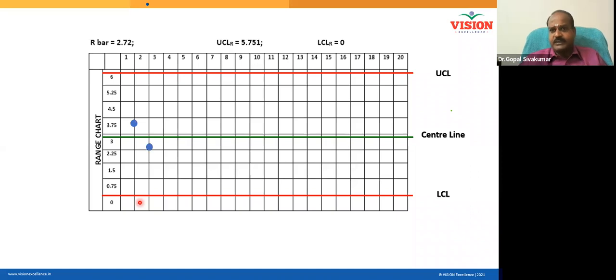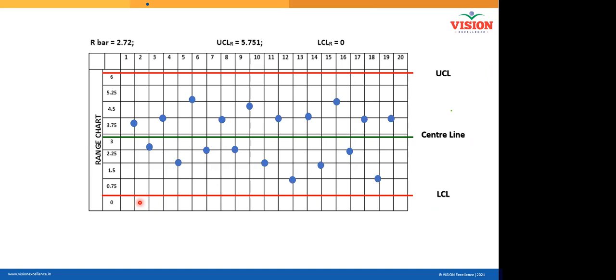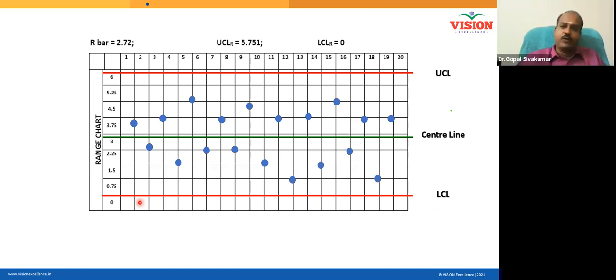First range, second range, third, fourth, and so on up to 20. Now D3 and D4 are given. A standard table is available. The D3 and D4 depend only on the subgroup size. Now our subgroup size is 5, and so D3 is 0, D4 is 2.114.